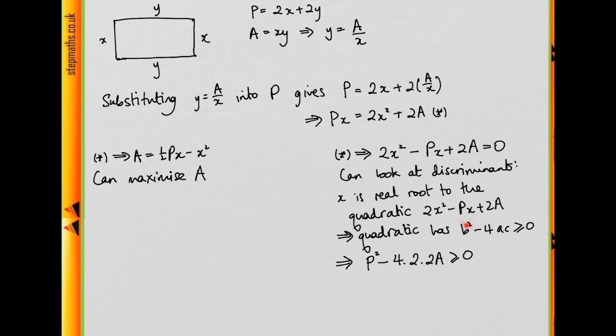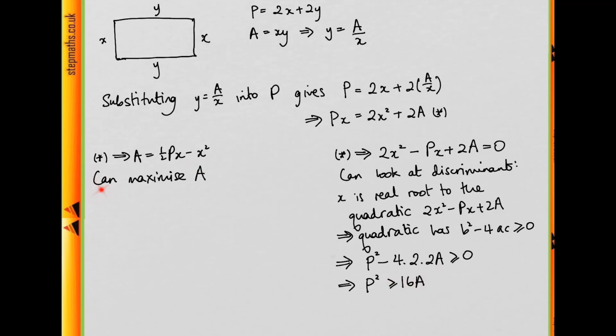Well, that's just going to be, so our b is going to be minus P, so b squared is P squared, then minus 4 times 2 times 2A, so this is the discriminant. We need it to be greater than or equal to 0, and if we rearrange this, we see that P squared is going to be greater than or equal to 16A.